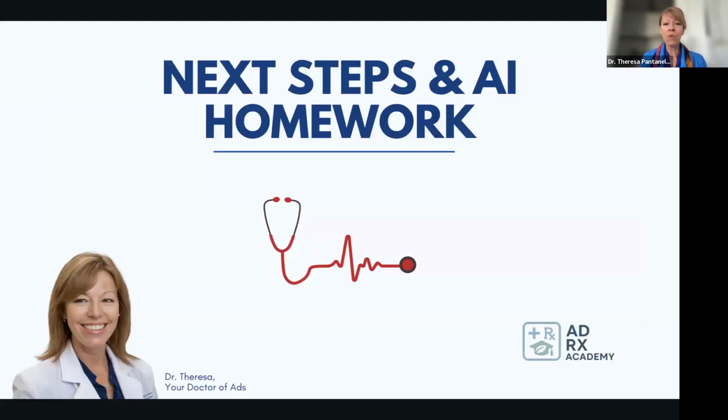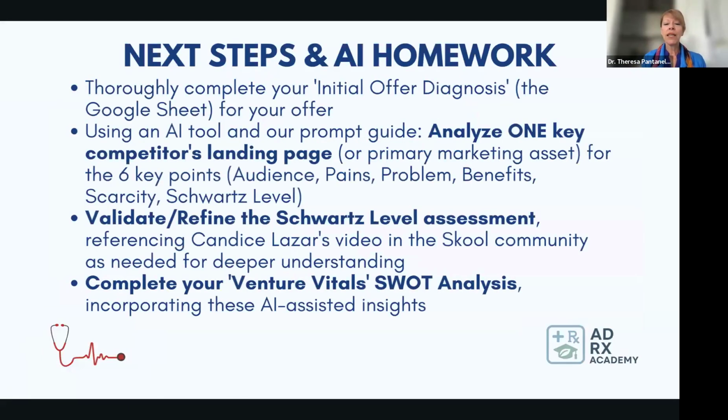So next steps in AI homework. First thing, complete your initial offer diagnosis. That's where you take a look at your own offer and then use the AI tool and analyze one key competitor's landing page. You got to put the tool together. I apologize. You know what? I've been doing it in a gym. I'm going to put it together in a GPT. I think I can share the GPT. I'll find out for you.